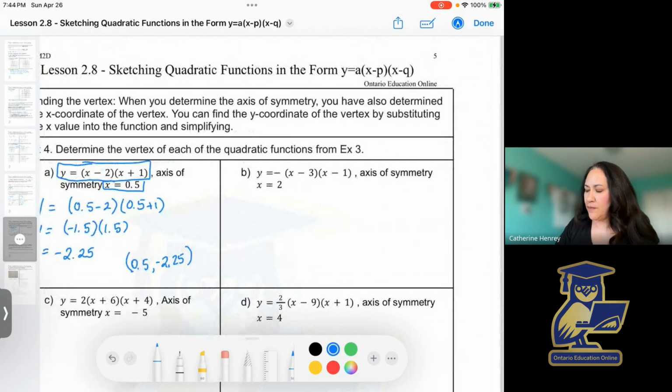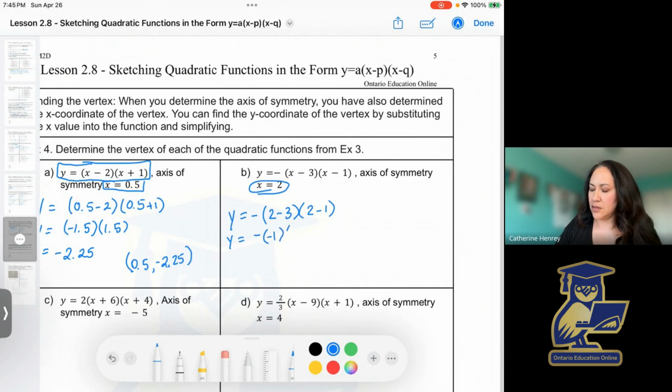For the next example, we say that the axis of symmetry happens at x equals 2. And so to find the corresponding y value, we're going to substitute that. So y equals -2 minus 3 times 2 minus 1. y is equal to negative, -1, and +1, y equals 1. So the vertex here is going to be 2, 1.